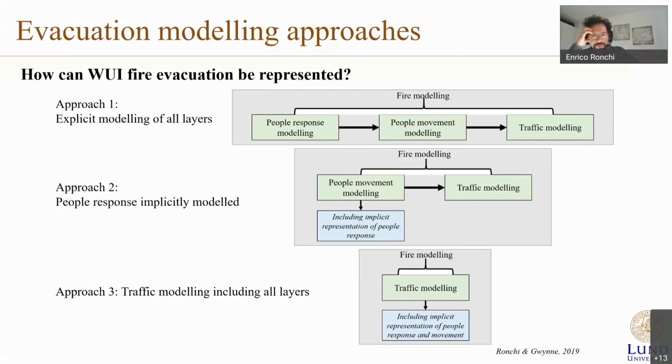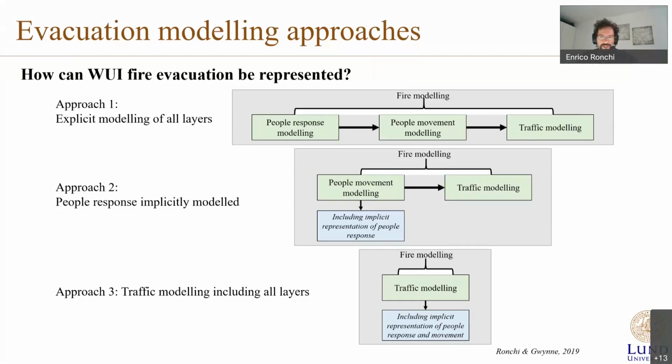So the first approach is that everything is explicitly modeled with dedicated sub-models for each of those. Approach 2 is that once we have a fire modeling representation, we have a people response that is implicitly modeled. So we have a representation of people movement modeling, and this includes already a representation of people response. It's already implemented within that model, the response of people. And this then becomes an output that is used by the traffic models for representing the movement along the road network. So this is a bit less detailed representation of the behavior.